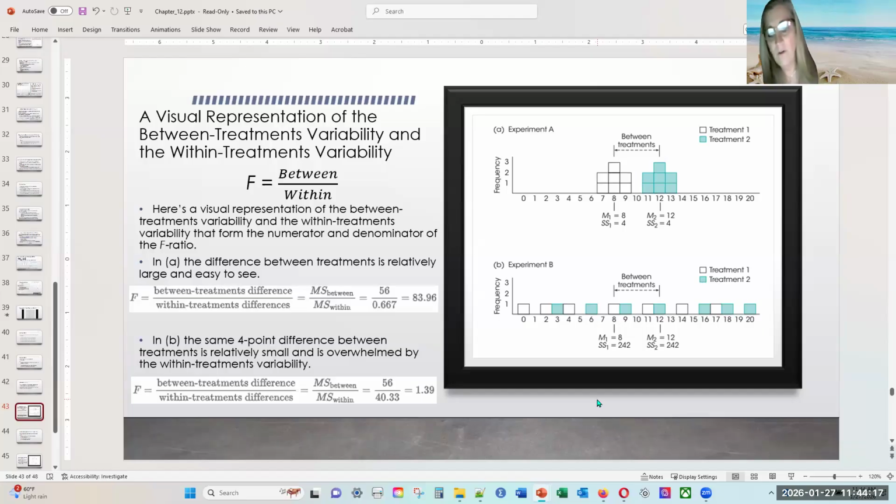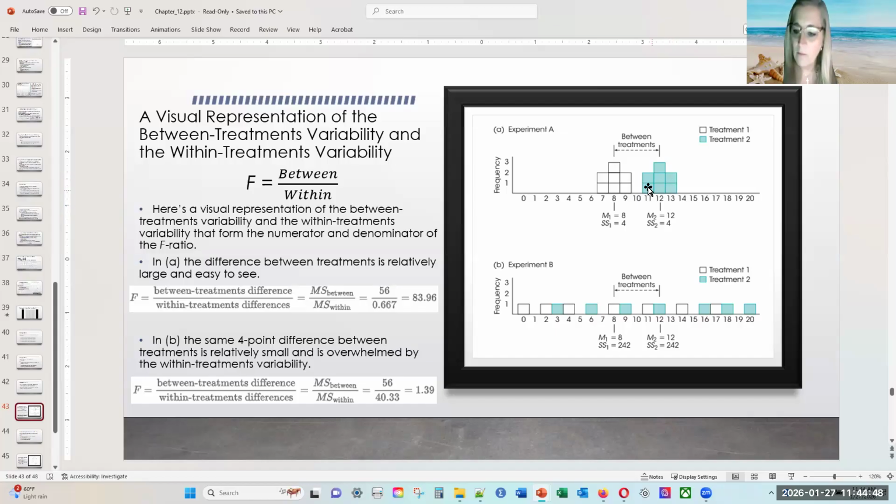Here's a visual representation of the between-treatments variability and the within-treatments variability. If we see the between-treatments variability and the within-treatments variability that form the numerator and the denominator of the ratio, we can see how there can be significance versus non-significance.